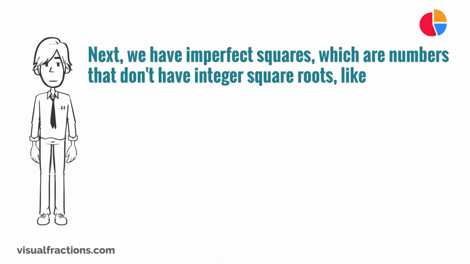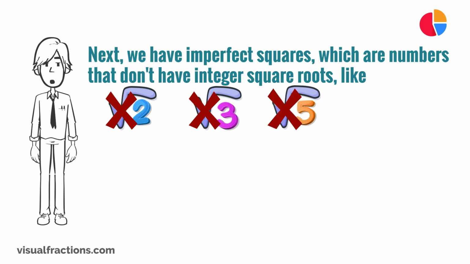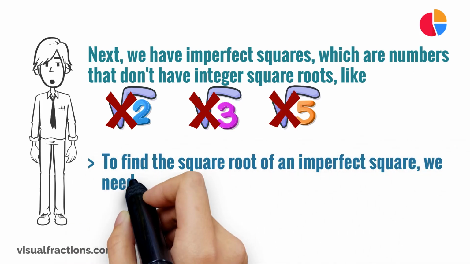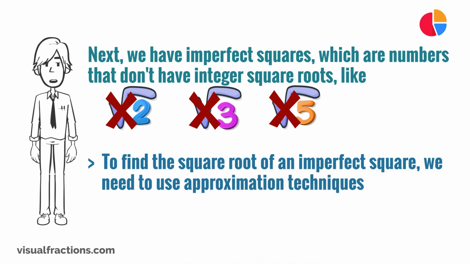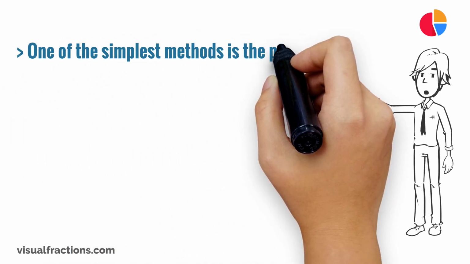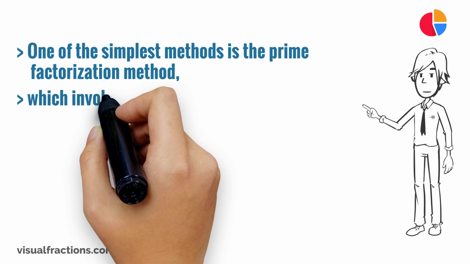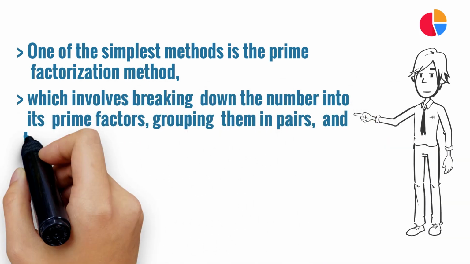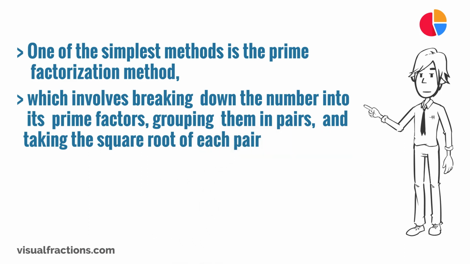Next, we have imperfect squares, which are numbers that don't have integer square roots, like 2, 3, and 5. To find the square root of an imperfect square, we need to use approximation techniques. One of the simplest methods is the prime factorization method, which involves breaking down the number into its prime factors, grouping them in pairs, and taking the square root of each pair.